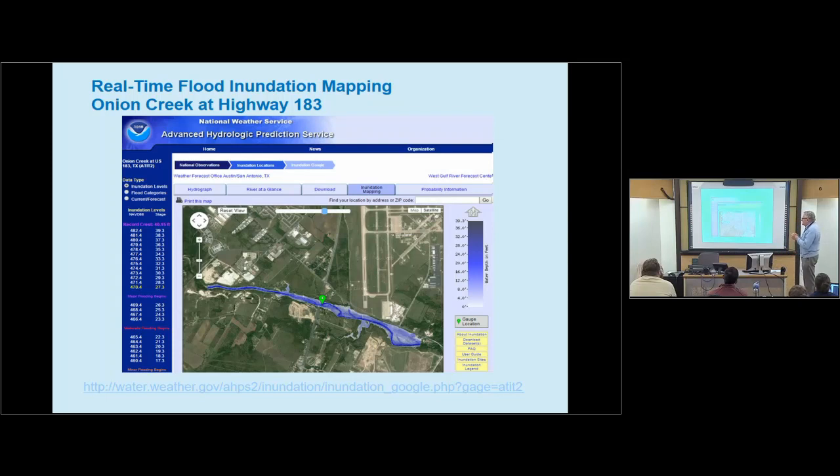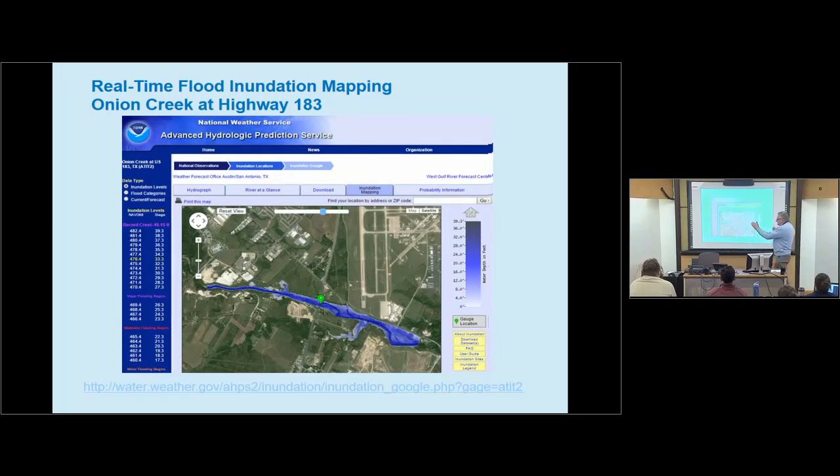This one happens to be on Onion Creek at Highway 183. There are two elevation axes here. The larger numbers on the left mean the height above geodetic datum of the water at the gauge, and the one on the right is the stage height, which is the height above the arbitrary datum established at that gauge for measuring the depth of water. As the water level gets deeper, the water spreads out, and this is a distance of about 10 miles. So for 5 miles upstream and downstream of this one dot, there's some intelligence.